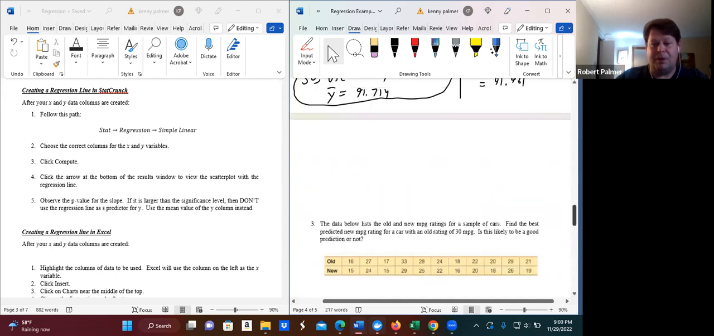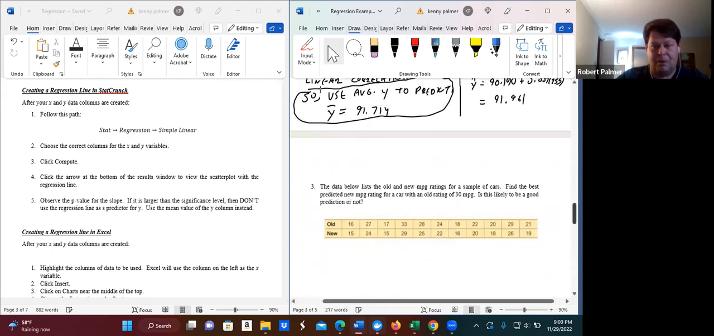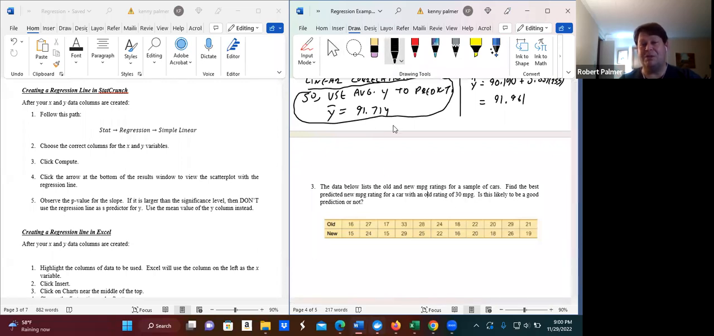Maybe move it up here, and then we'll take a look. Okay, it says, the data below lists the old and new mile per gallon ratings for a sample of cars. Find the best predicted new mile per gallon rating for a car with an old mile per gallon rating of 30 miles per gallon. Is this likely to be a good predictor or not? So once again, let's do the same kind of thing. Let's also choose an alpha of 0.05. That's our significance level.